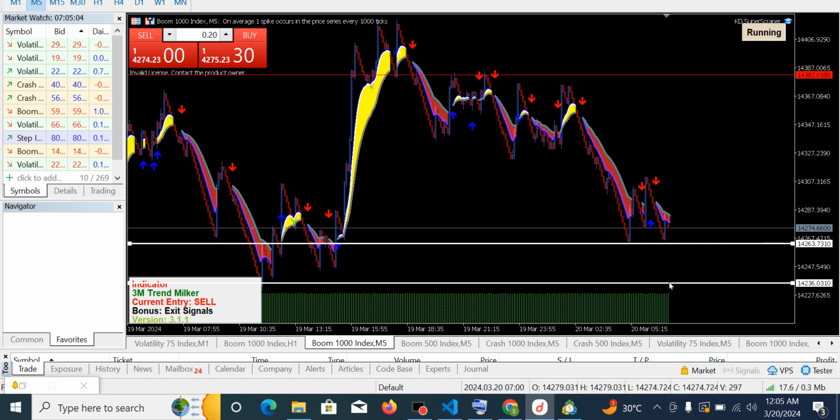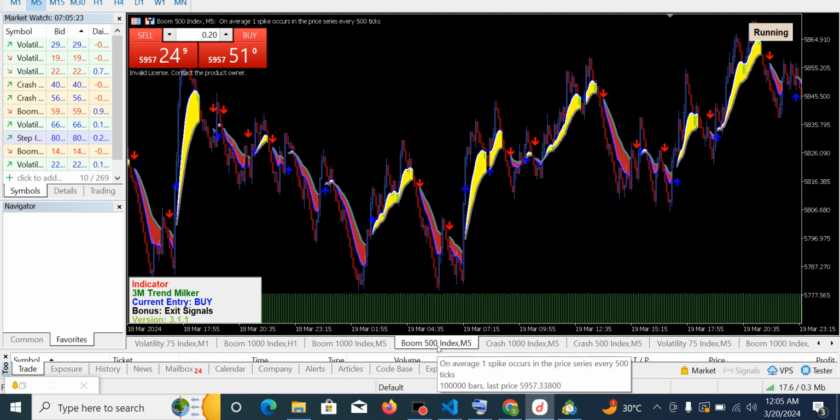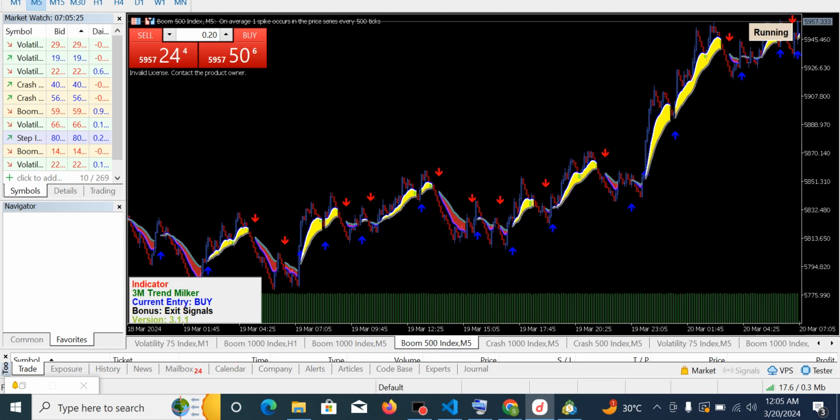If it breaks out from here, you will have to move up to our higher time frame to check out the next support zone. That is very important. But if it does not break out from here, then it will go back on a buy trend. You should take note of that, so watch out for that. Now let's check out the next asset, which is going to be Boom 500.